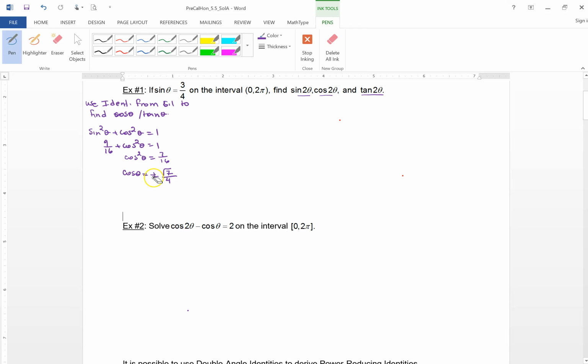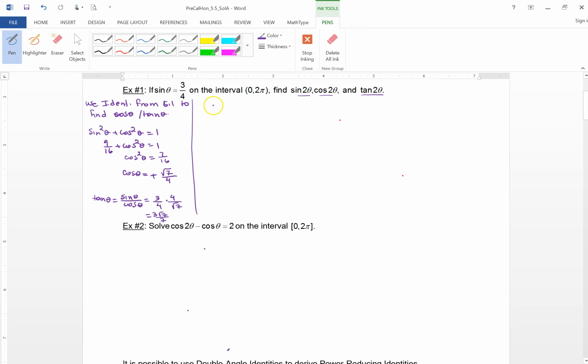In your homework, you have a more specific quadrant, okay, and then you'll know exactly which one to pick. So that's cosine of theta, and then tangent of theta is sine theta over cosine theta, meaning it's 3 over 4 times 4 over root 7, so that's 3 root 7 over 7. Okay? Now let's go to our multiple angles.